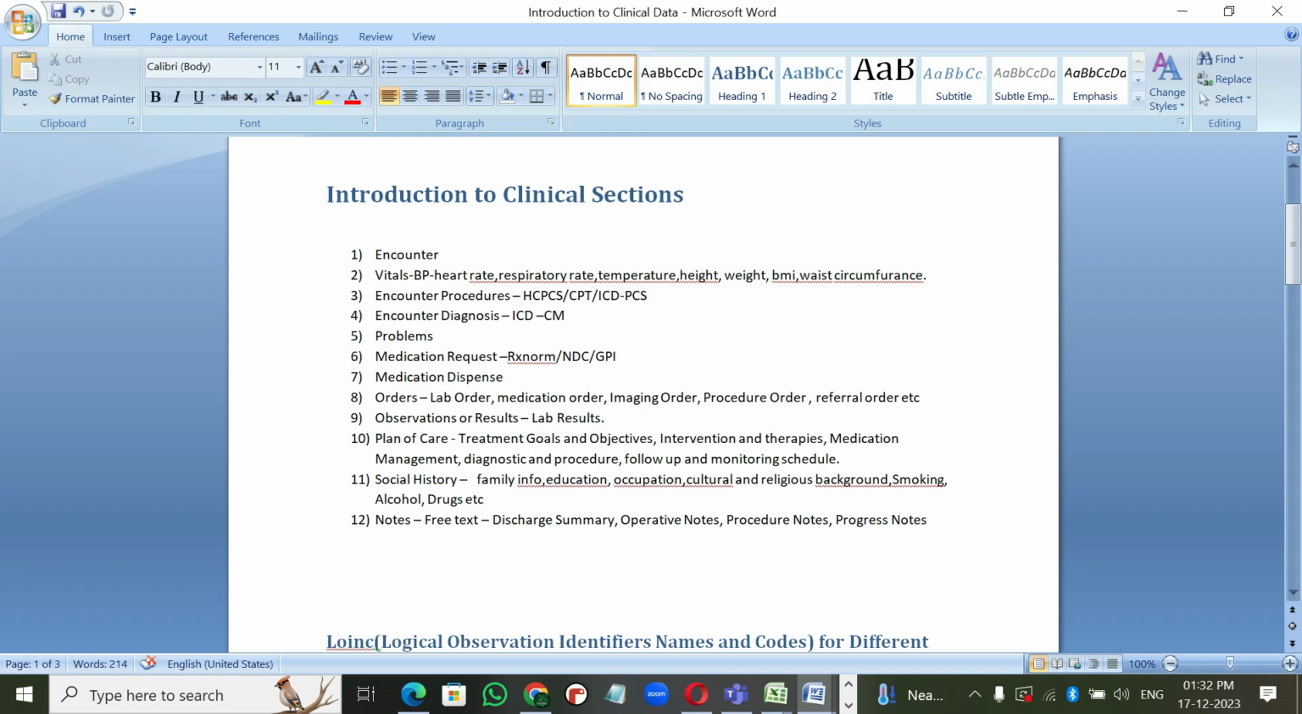All right, let's move on to encounter diagnosis. So basically, what are encounter diagnosis? Encounter diagnosis is the illness that you get diagnosed with. So it is nothing but the condition that you're suffering from. And those diagnoses are documented on an encounter. So basically, those are findings of a particular encounter, and that's why we are calling them encounter diagnoses. And they are represented by ICD-CM codes.